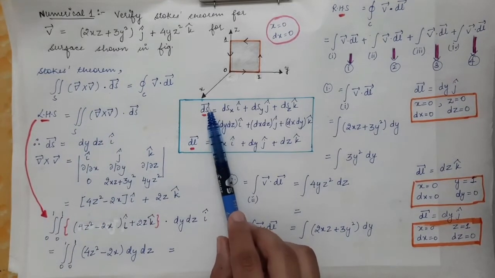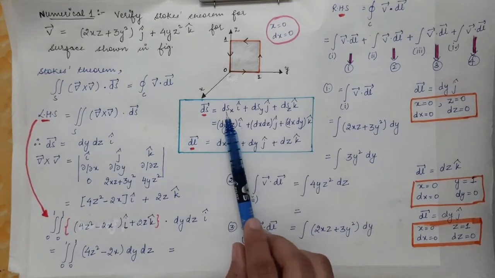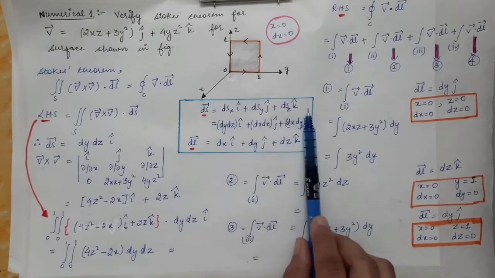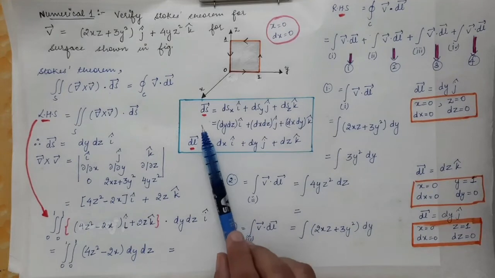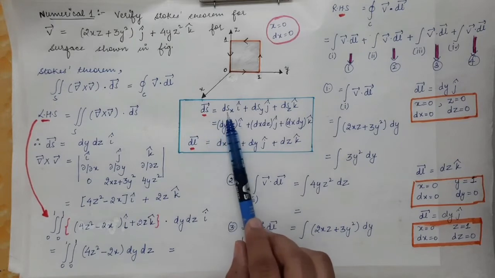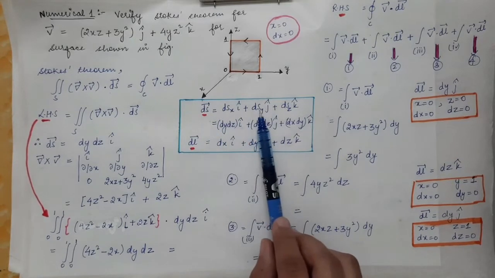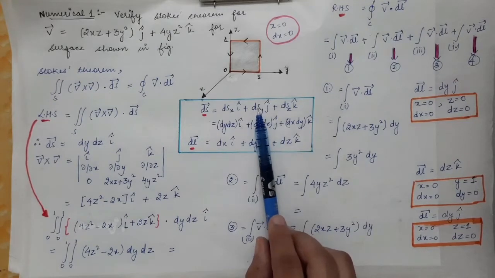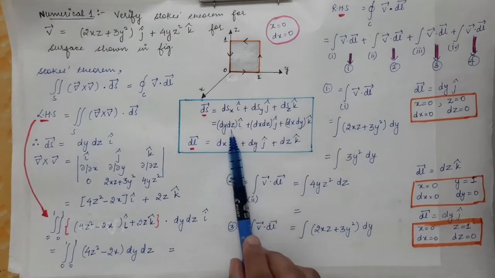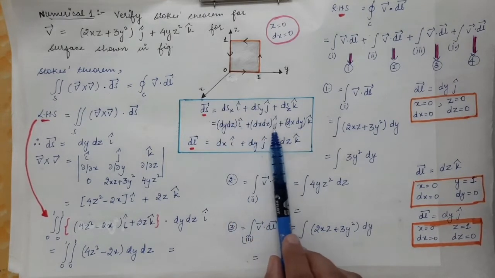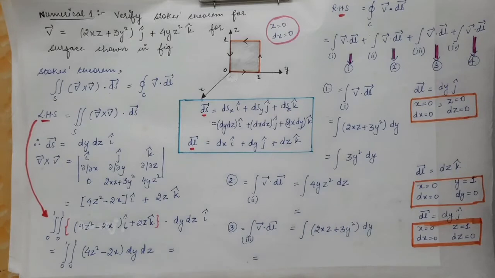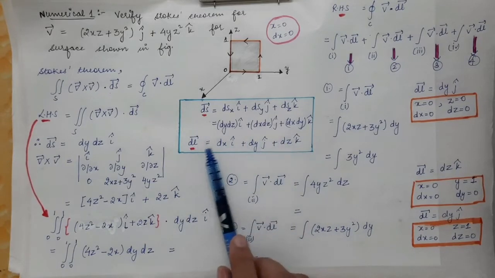Now ds vector, which is the small surface area element, is given by dsx i cap plus dsy j cap plus dsz k cap. This you have already done in mechanics, that in Cartesian coordinates the x component of the surface area vector is dsx, the y component is dsy, and the z component is dsz. Now dsx is equal to dy into dz, dsy is equal to dx into dz, and dsz is equal to dx into dy. So these are the components of the small area vector in Cartesian coordinates.